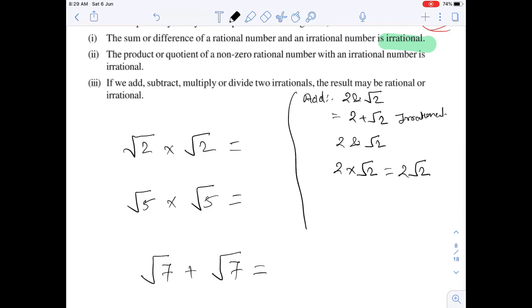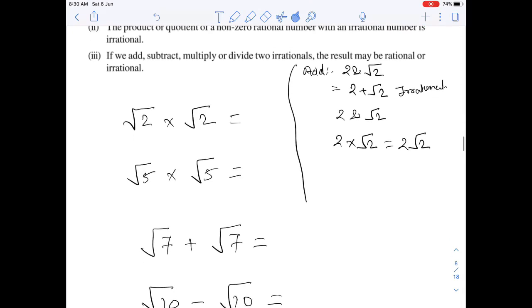Before that, there is one condition: if we add, subtract, multiply or divide two irrational numbers, the result may be rational or it may be irrational. Let us see some examples for this. Let us multiply root 2 with another root 2. Both of these are irrational numbers. When root 2 is multiplied by root 2, our answer will always be 2.